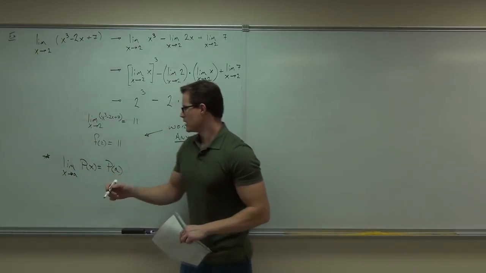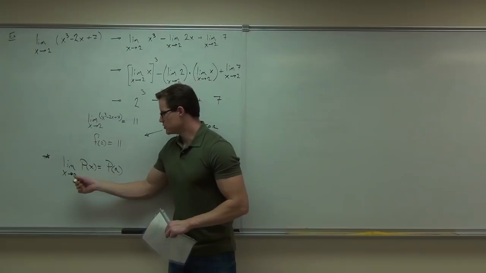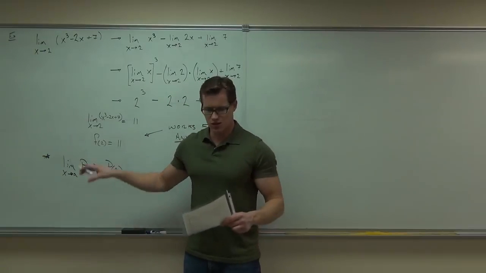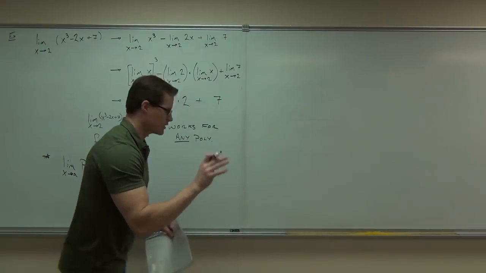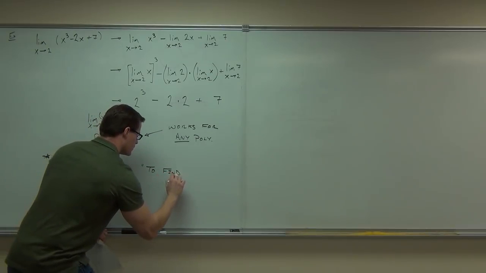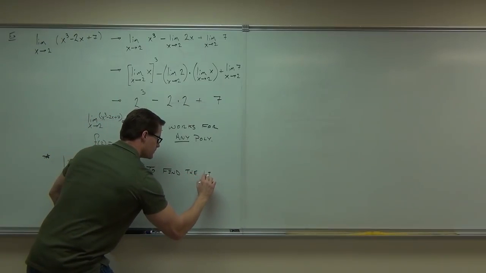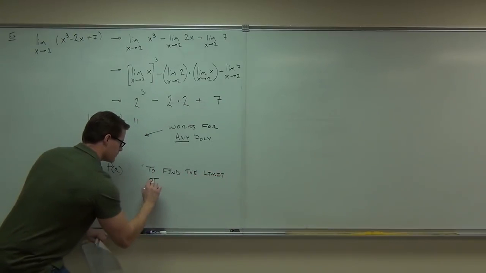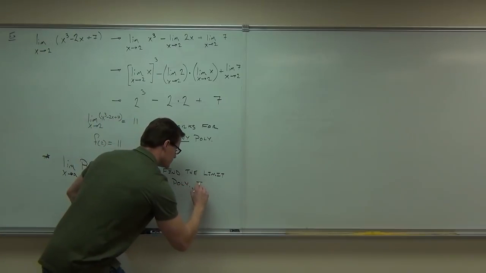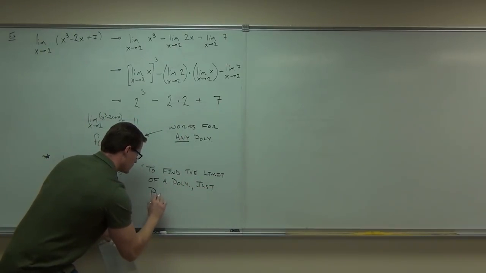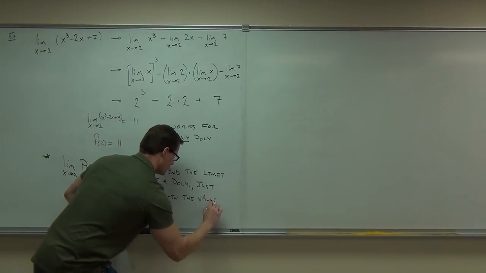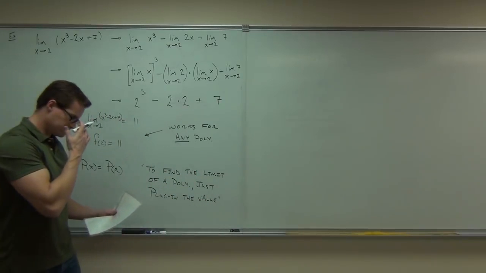Basically, here's what it says in English. To find the limit of a polynomial, just plug in the number. That's what it says. Can y'all do that? Oh yeah, that's great. To find the limit of a polynomial, just plug in the value, which is A in our case.